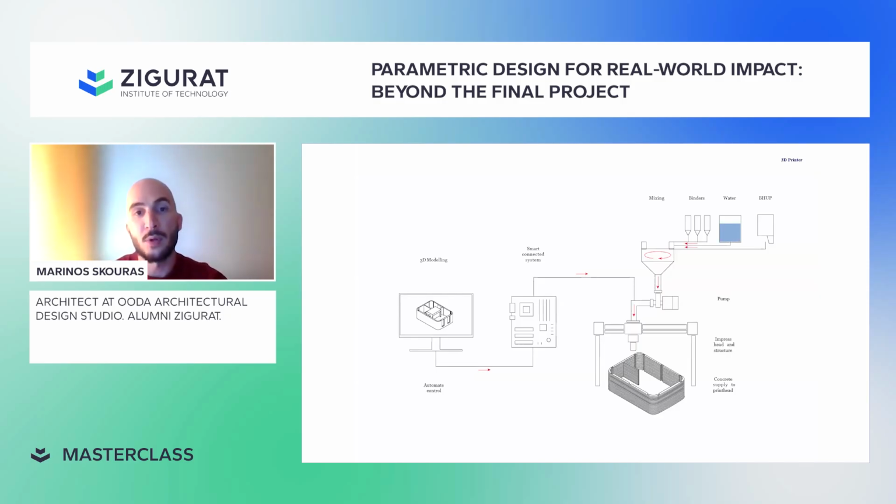this design can be processed by the printer, which uses a mix of aggregates, water, and binders. And this material is pumped through an extruder, and the printer arm builds the structure layer by layer. So in the end, you have a replica of the digital model that you have done.